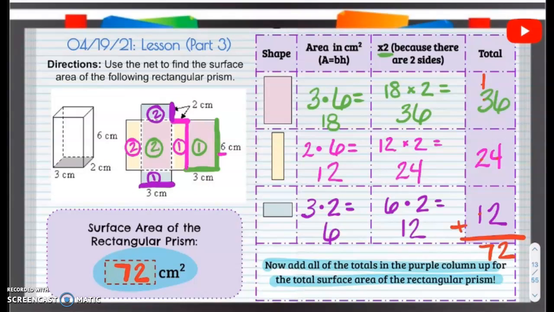So that's going to be the outside, kind of like a giant present. And that is it for our surface area.